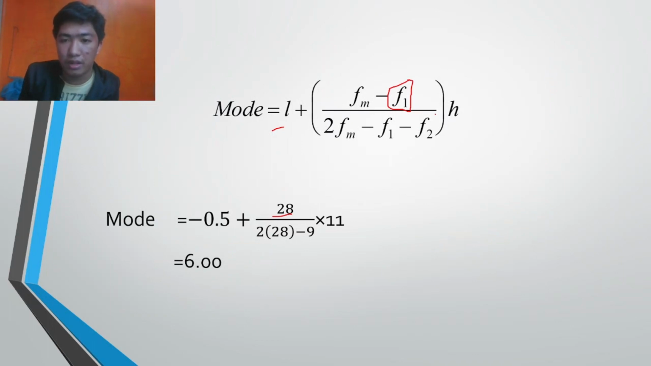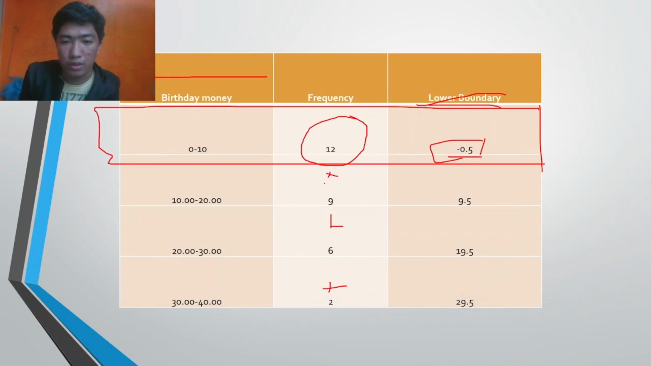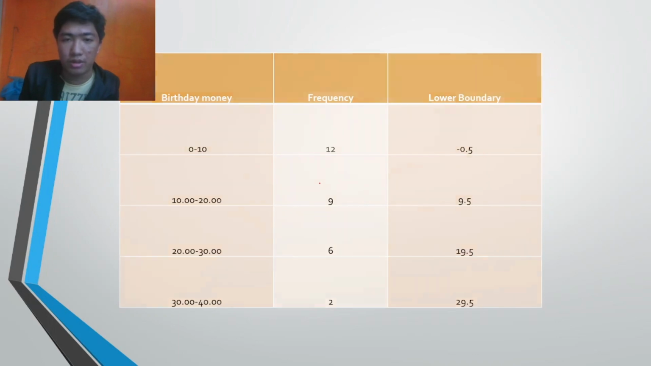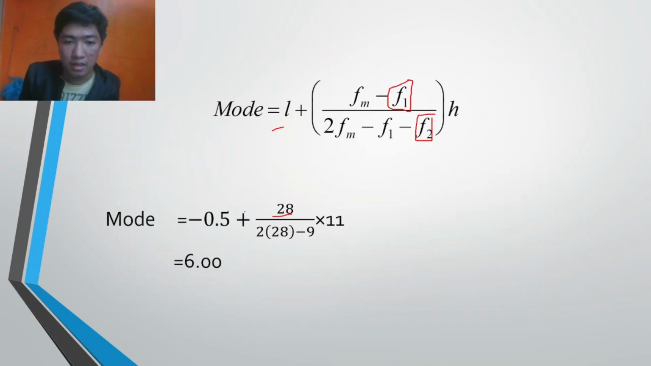And f2, in f2 we do have a value. We just have to look at the frequency, which is 9. This is our pre-modal value. If there's a number here, like 7, then this is our post-modal. Since none is given, we just substitute it with 0. So we just plug in the formula again and plug in the values. Then we got the mode of 6 messages. So this is our mode right here.